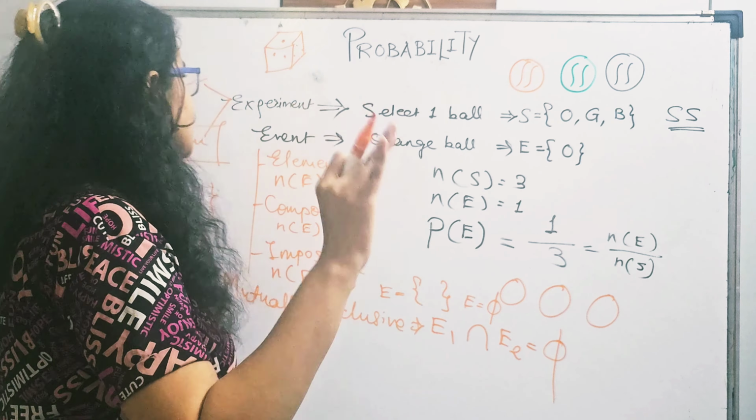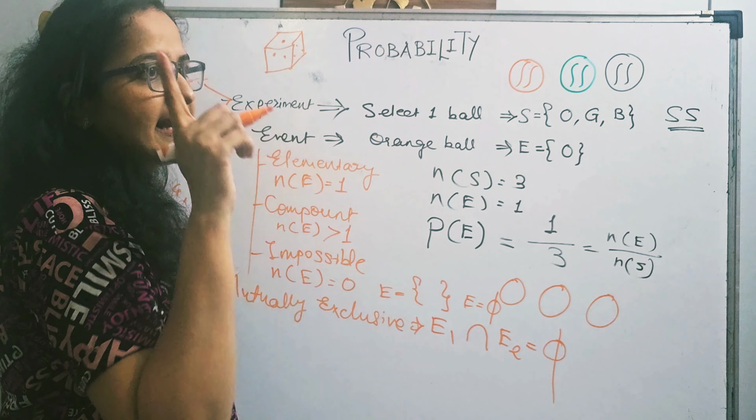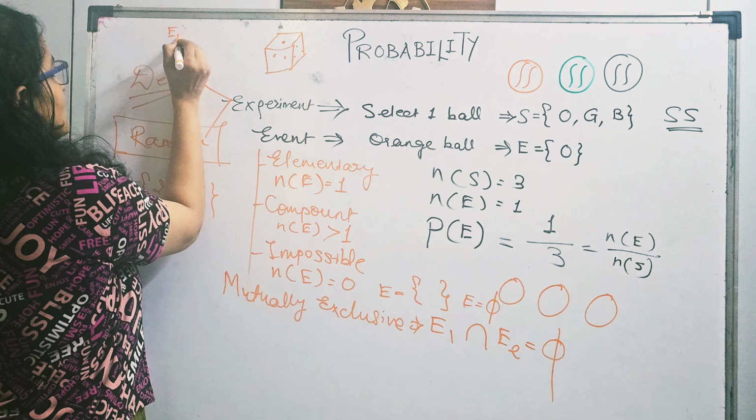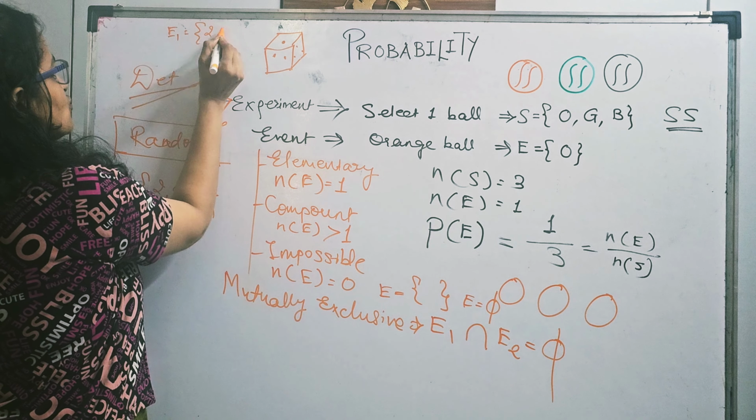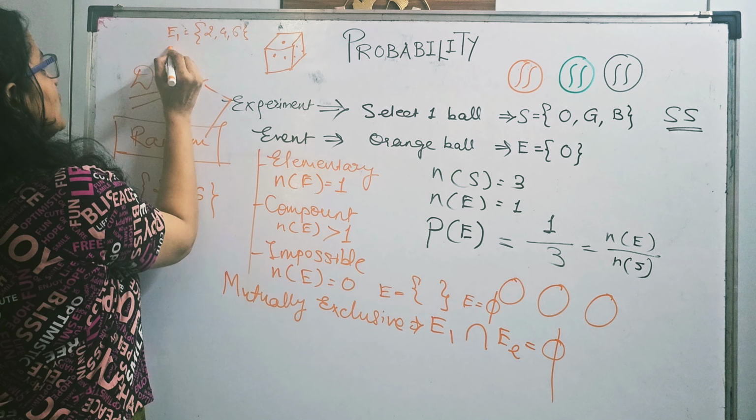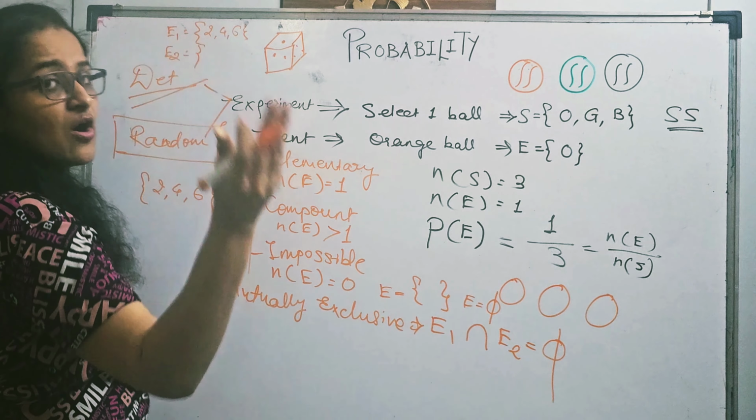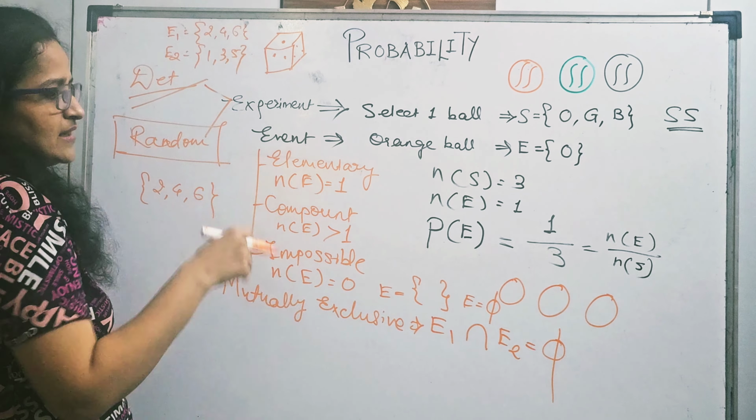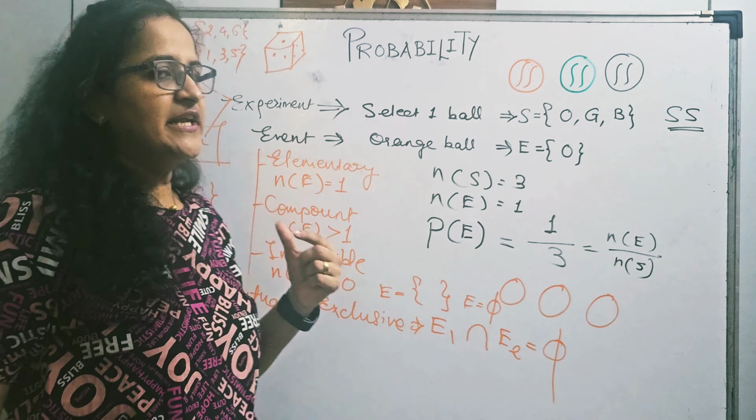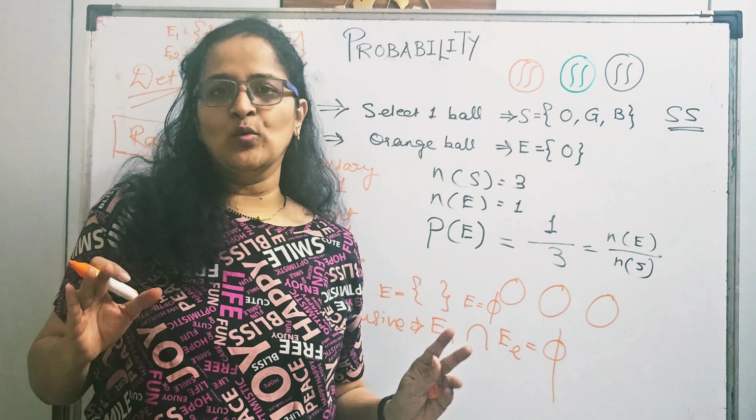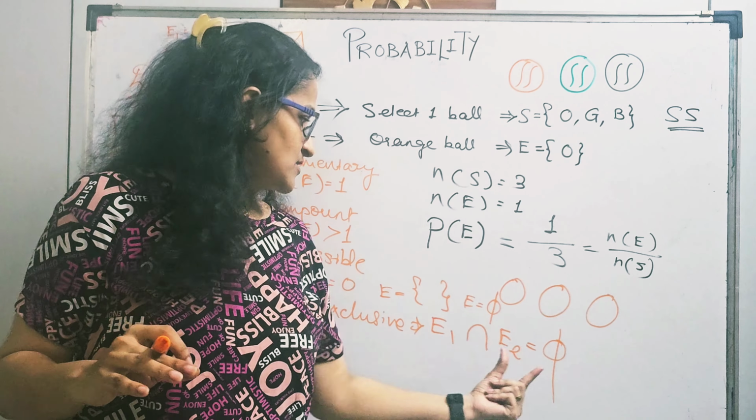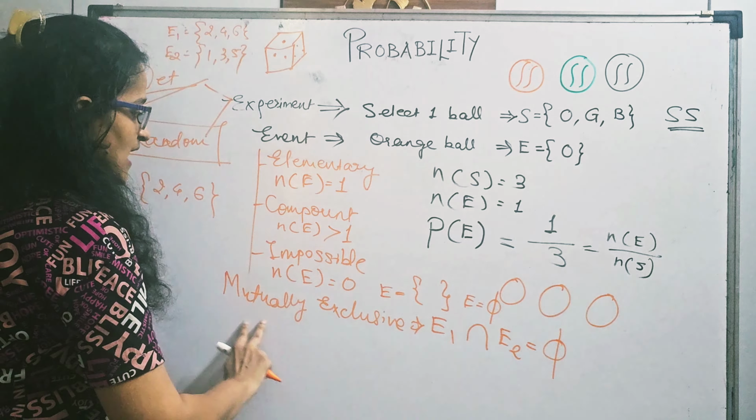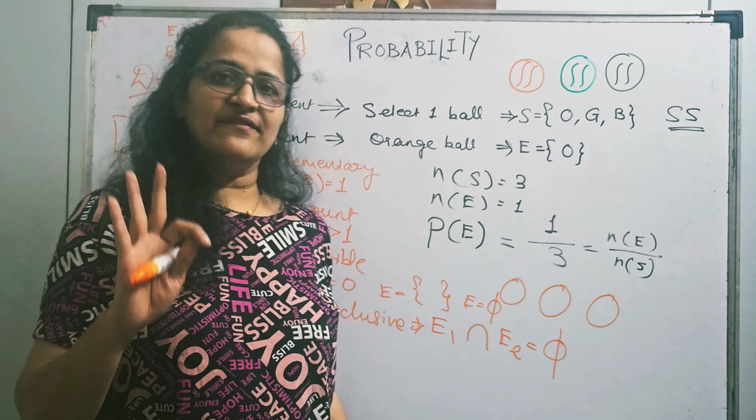For example, a very easy example. If you roll a die and say the first event is you should have even numbers, what is E1? E1 is 2, 4 and 6. And E2, say you should have the odd numbers. So E2 is going to be 1, 3 and 5. Correct? So when you take the intersection of E1 and E2, do you get any result? No, that is going to be the empty set, ϕ. So these two events, E1 and E2, are mutually exclusive events.